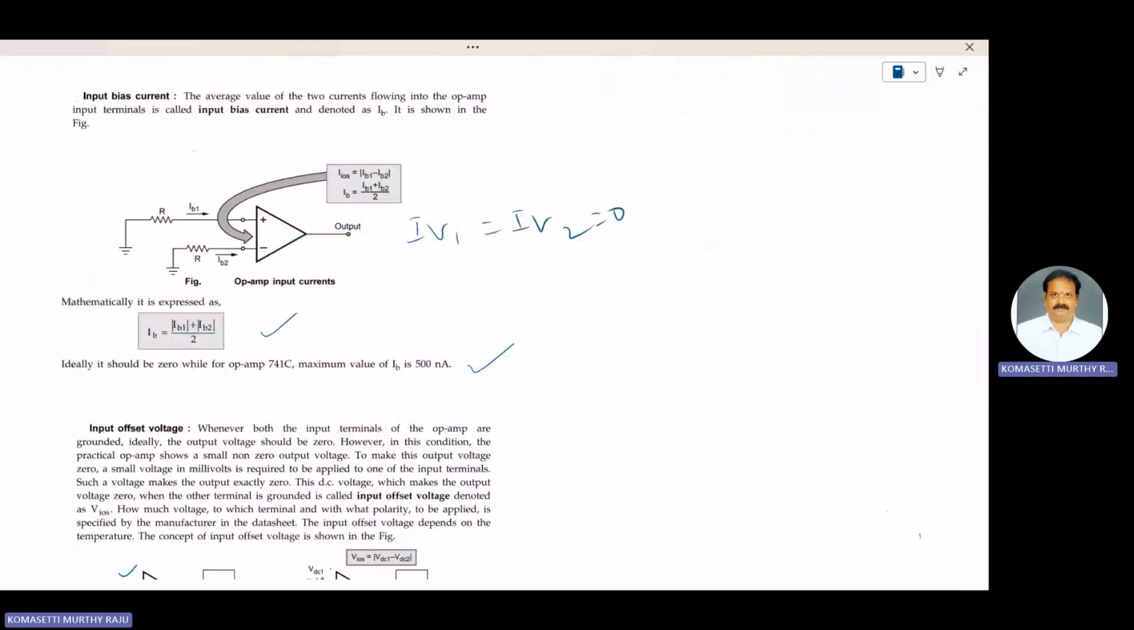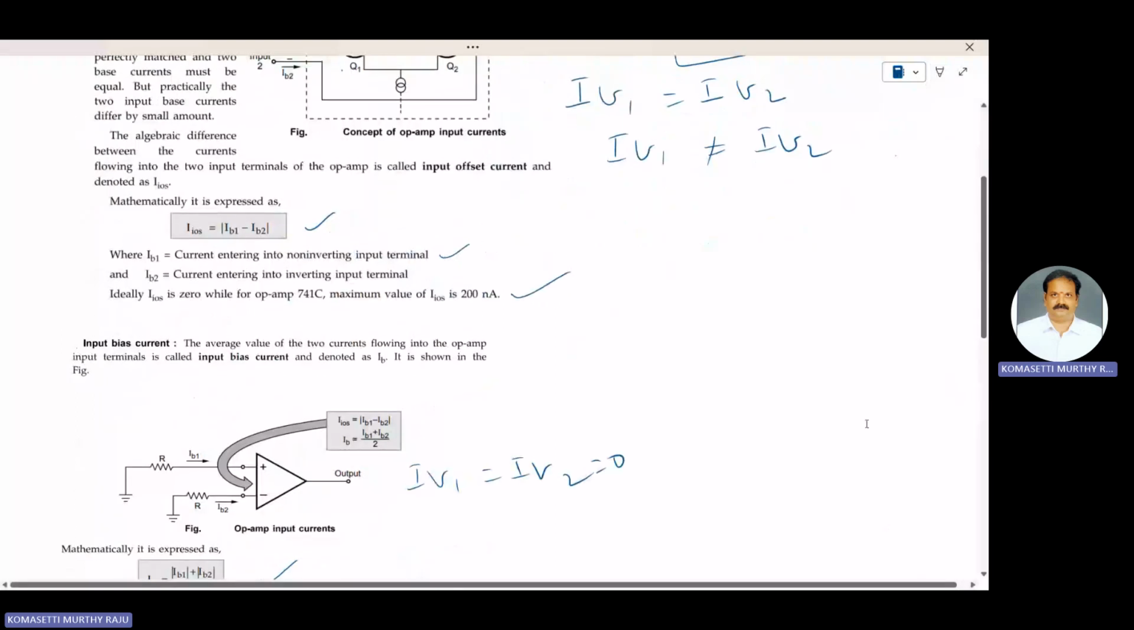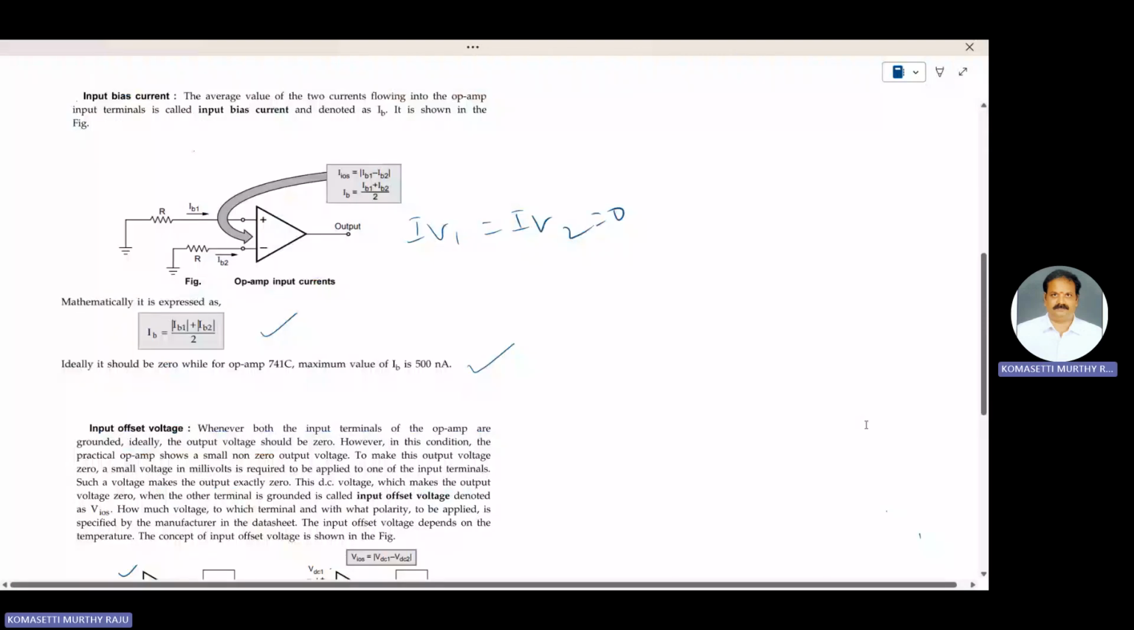Ideally, its value is 0. In the practical case, for the 741C IC, the maximum value of IOS is 200 nanoamperes. Consider the average current also, that is called the input bias current. IB1 and IB2 are the base currents or input currents of the operational amplifier. The average of these two base currents is nothing but the input bias current. Ideally, it should be 0.